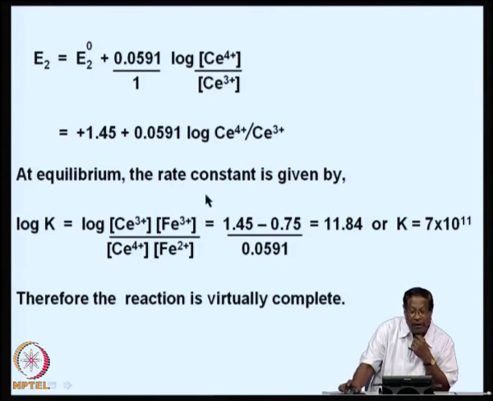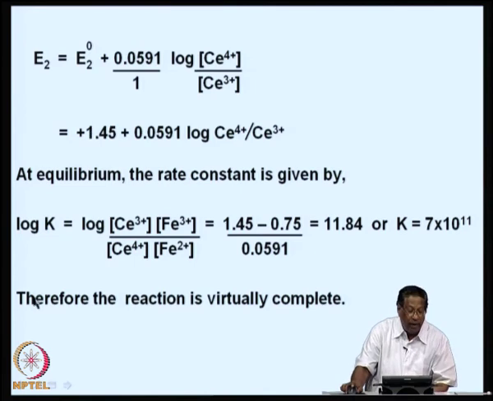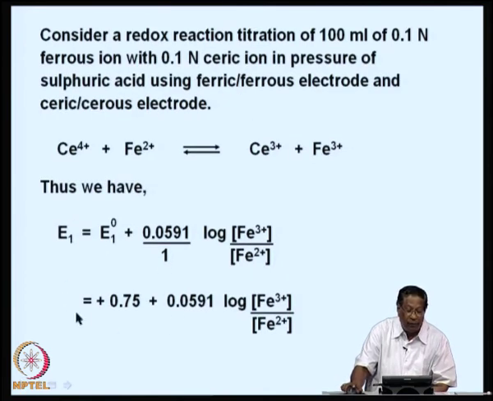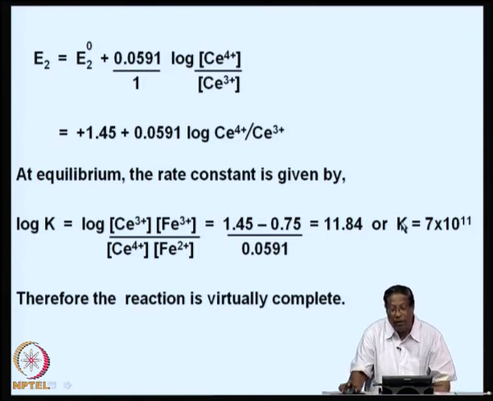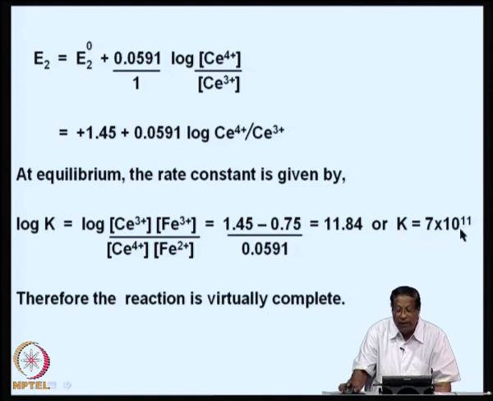So, at equilibrium, the equilibrium constant is given by, I can put this value and this value, this expression and the next expression I can equate, and I can calculate the value of K. log K is equal to log of ceric-ferrous into ferric divided by ceric and ferrous, that is products divided by reactants, is given by 1.45 minus 0.75, that is the E naught differences, divided by 0.591 volts, that corresponds to 11.84, or K should be 7 into 10 raised to 11.